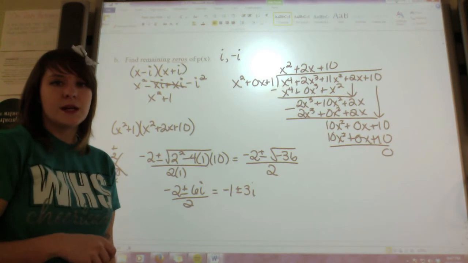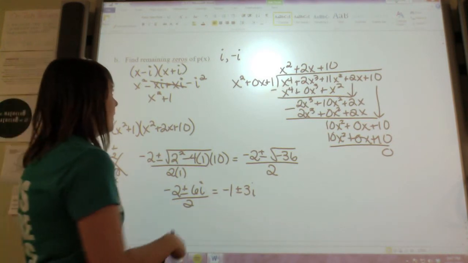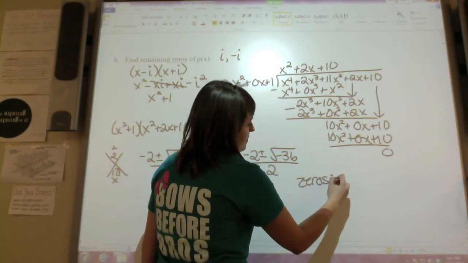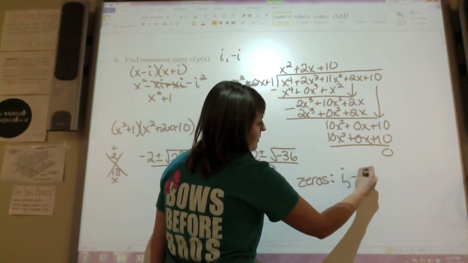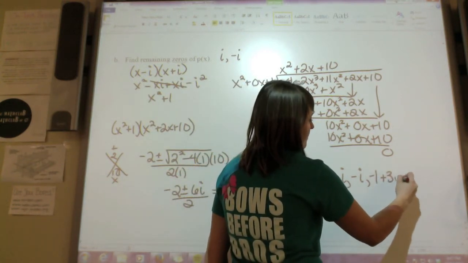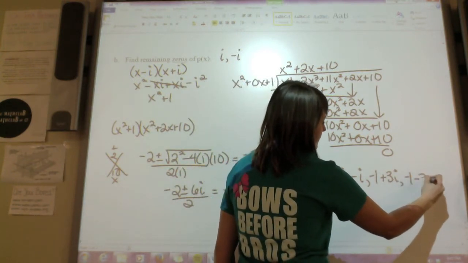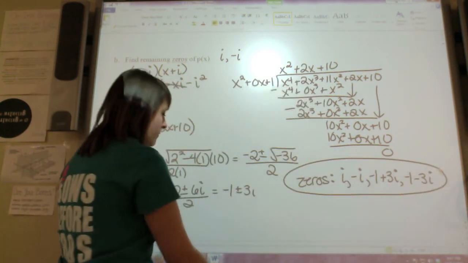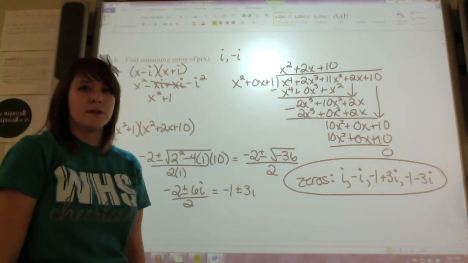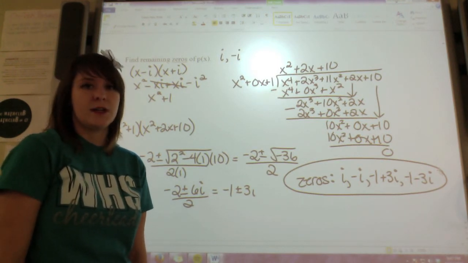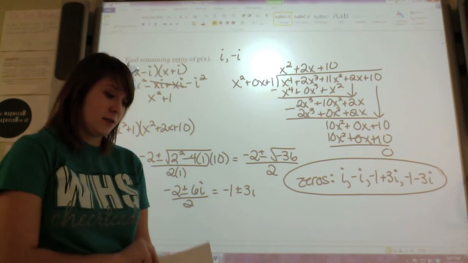So, listing out all of my zeros, I have i, negative 1 plus 3i, and negative 1 minus 3i. So those are all the zeros of my polynomial function. And that's everything for section 7.